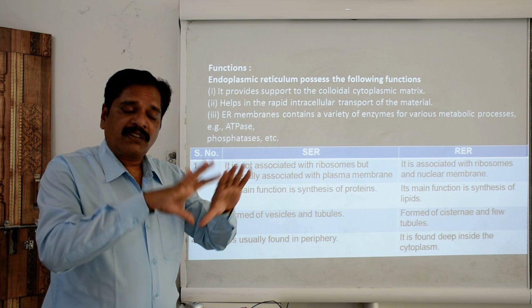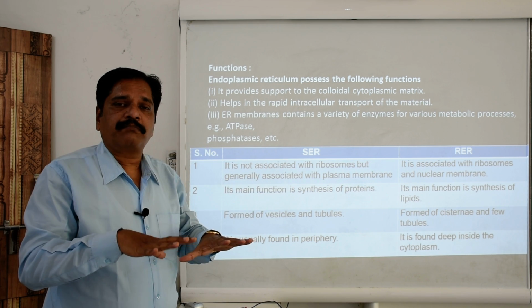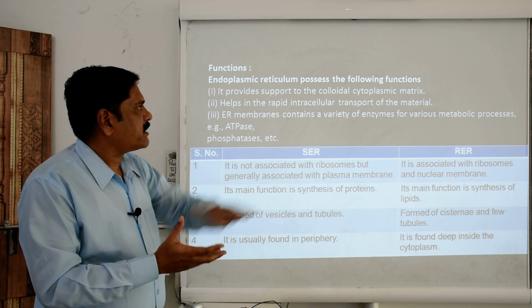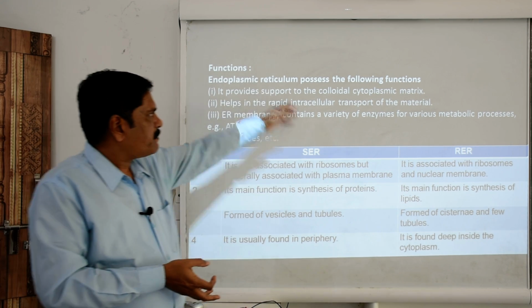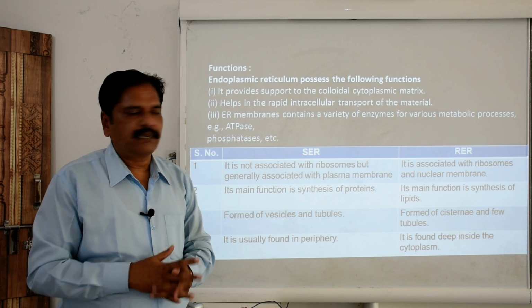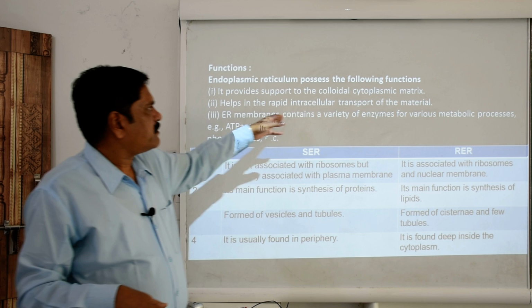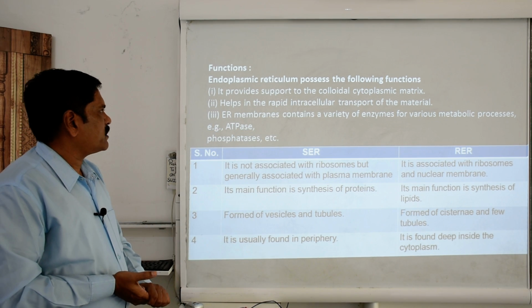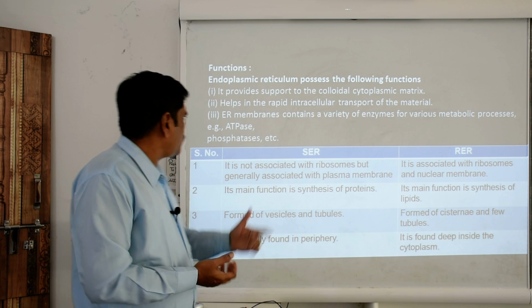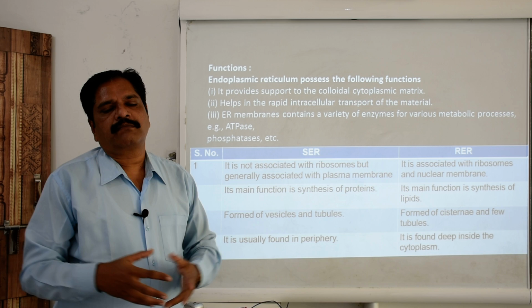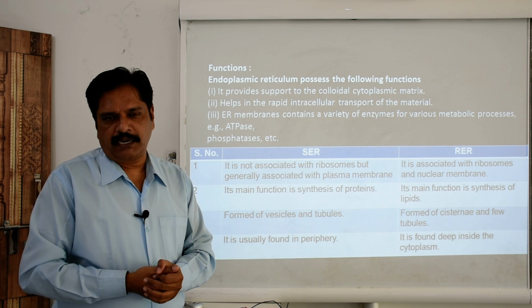Clear? Because it gives basic support to the cytoplasm. It is responsible for compartmentation. It helps in the rapid intracellular transport of material. Clear? And this endoplasmic reticulum contains a variety of enzymes for various metabolic processes. Likewise, ATPase and phosphatases are there, which are responsible for energy production especially.